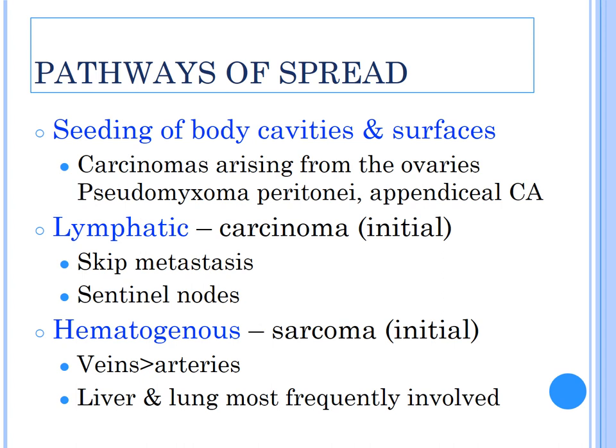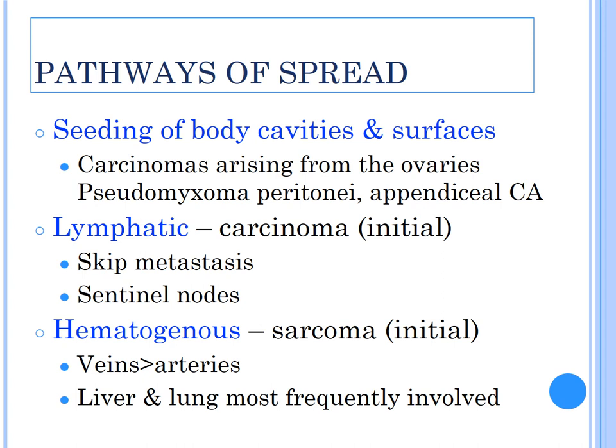Now, there is also lymphatic spread. Initially, it is carcinoma, meaning it is epithelial. But sooner or later, even the sarcomas, even the mesenchymal cells can go to the lymphatics and vice versa. So the initial pathway of spread of lymphatics is by the carcinoma cells. So you have lymphatics, it's a one-way road draining the tissue.